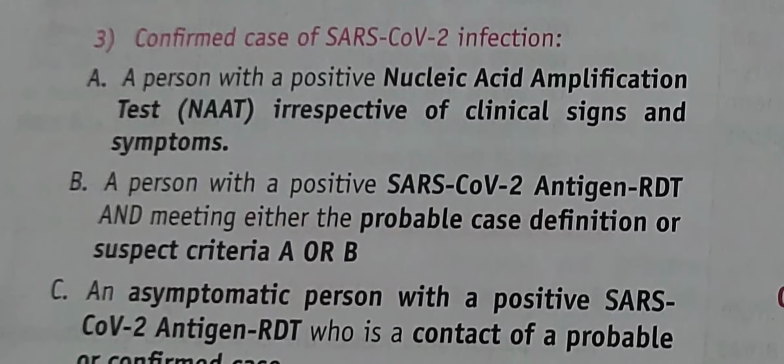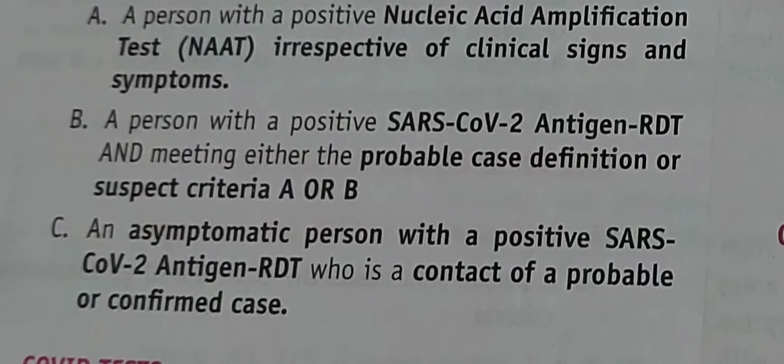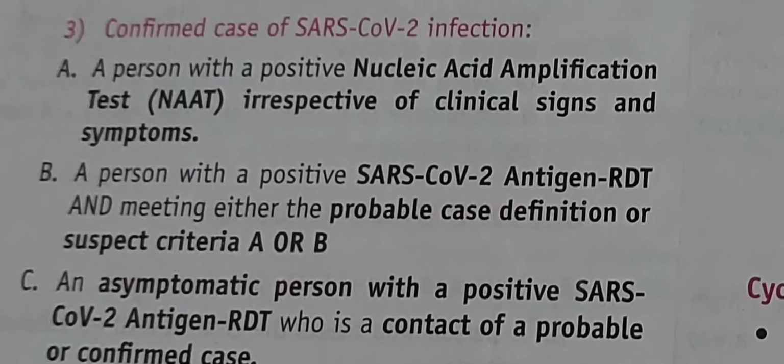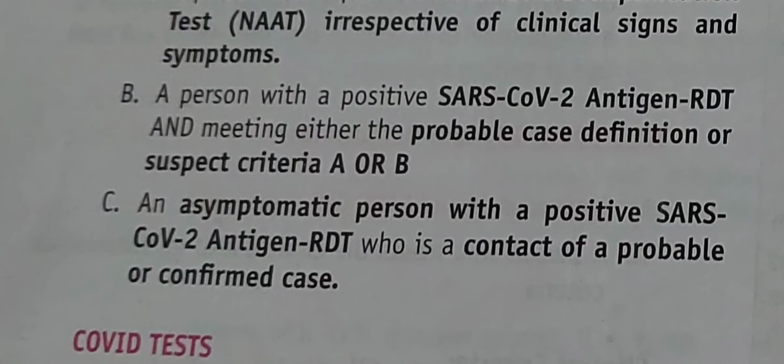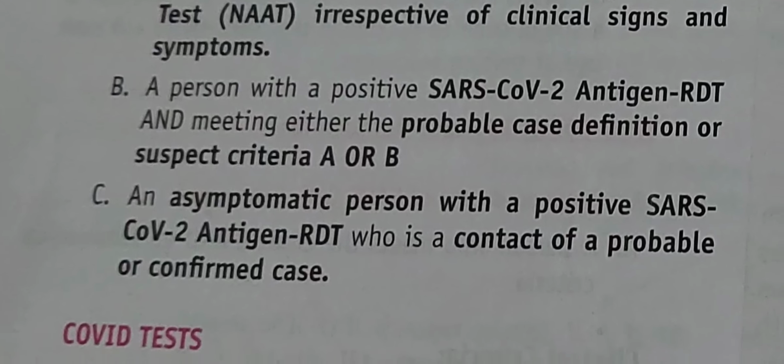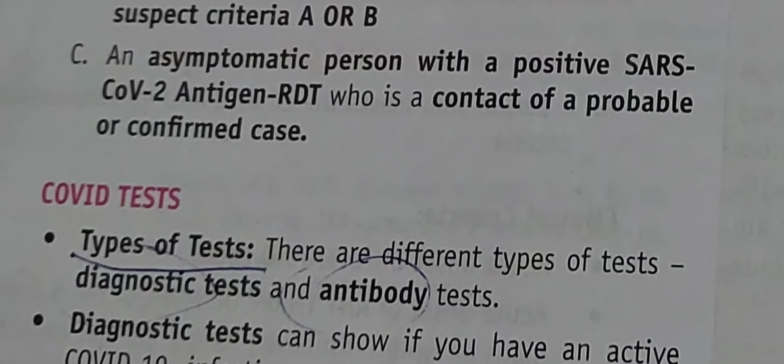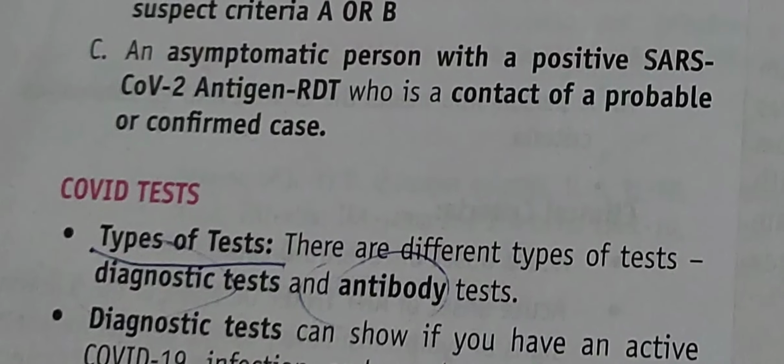Confirmed cases, how will we know? For confirmed cases: a person with a positive NAAT, that is nucleic acid amplification test, irrespective of clinical signs and symptoms. So if you have a positive lab test, it can be a confirmed case. Plus a person with a positive SARS-CoV-2 antigen RDT and meeting either the probable definition or the symptoms.